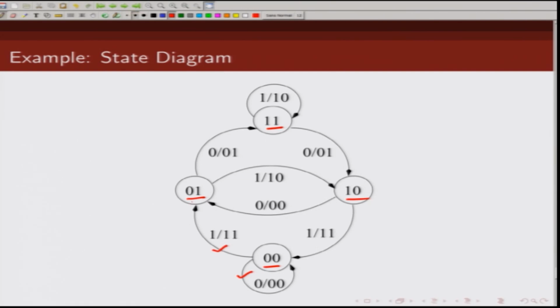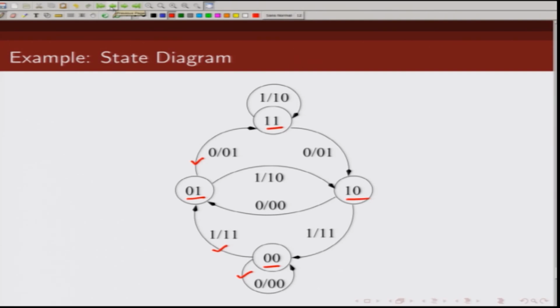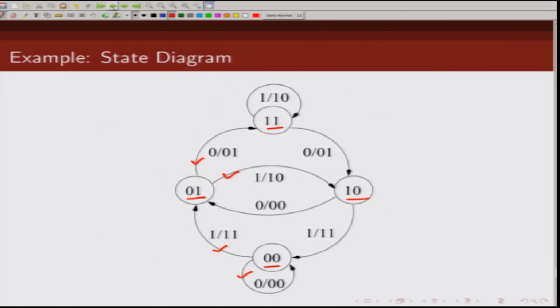Let us say you are in state 0 1 and you receive a 0, then you move to state 1 1 and the output is 0 1. You are in state 0 1, you receive a 0, you move to state 1 1, the output is 0 1. Similarly, when you are in state 0 1 and you get a 1, you move to state 1 0 and the output is 1 0. So you get a 1, you move to state 1 0 and the output is 1 0.